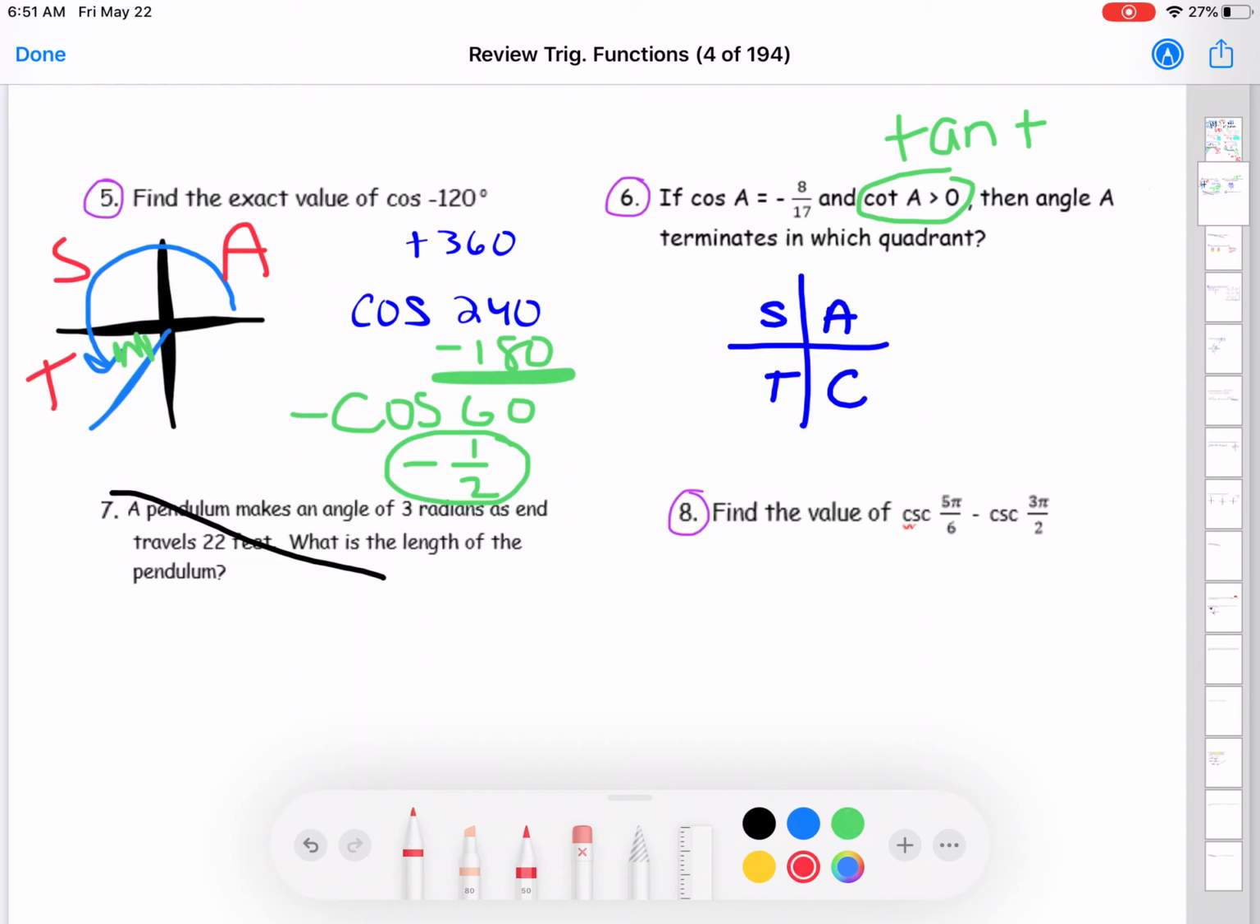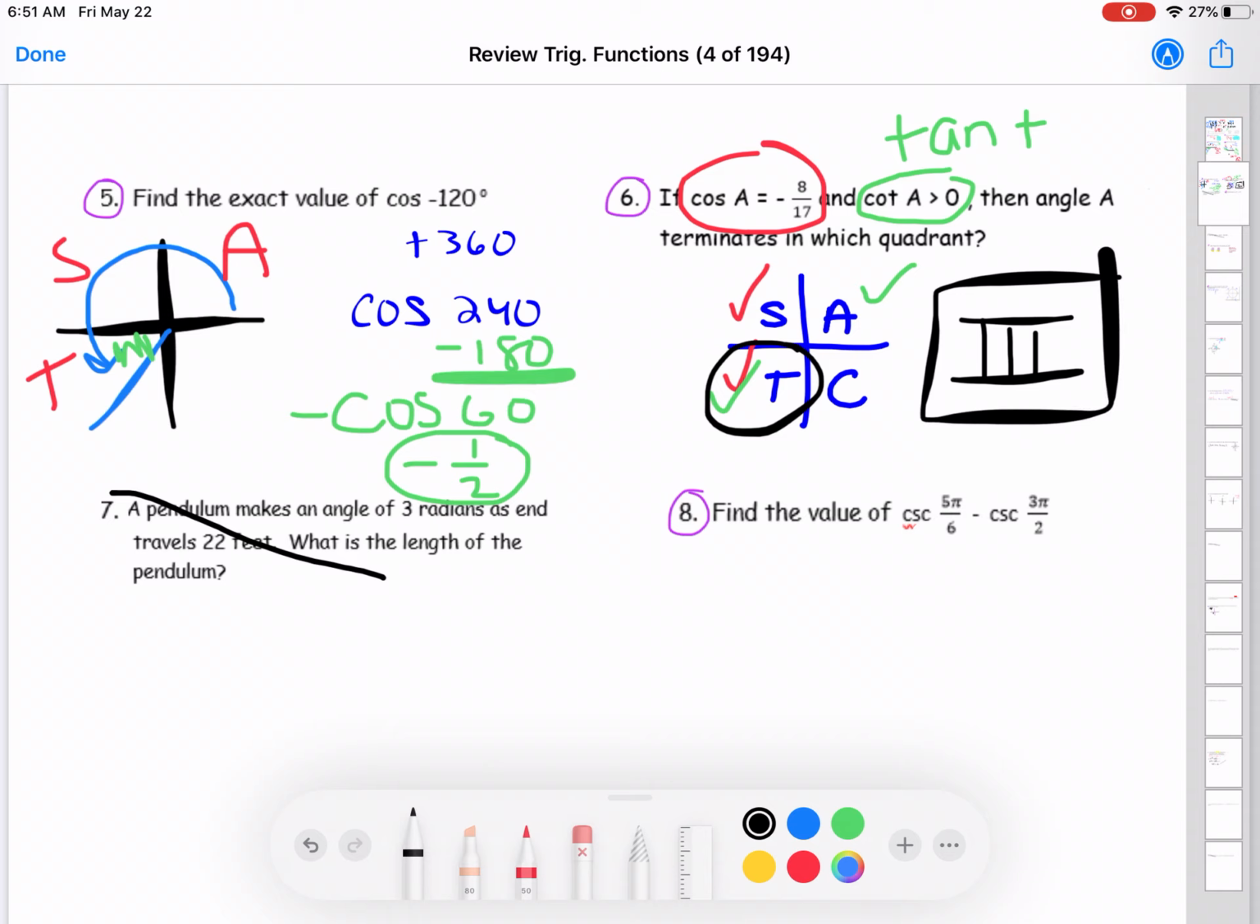Okay, so let's do this part first. This is telling me cos is negative. So cosine is negative here and here. Tan is positive. That would be quadrant 1 and 3. So where does the overlap occur? It occurs in quadrant 3. That's where both scenarios take place.